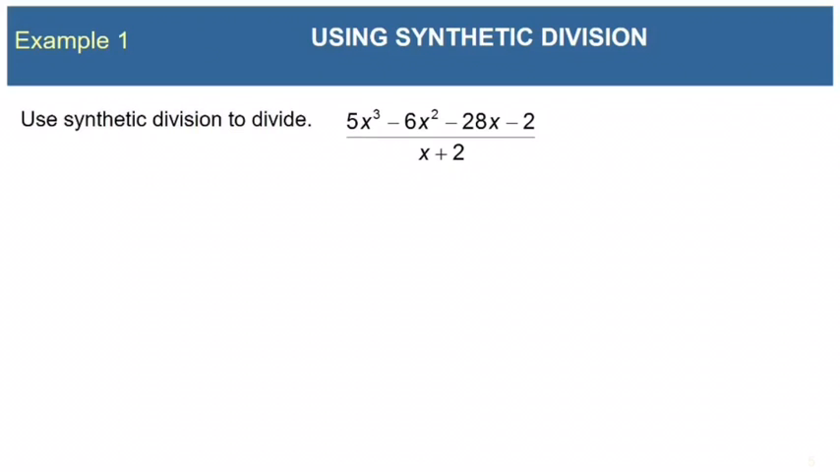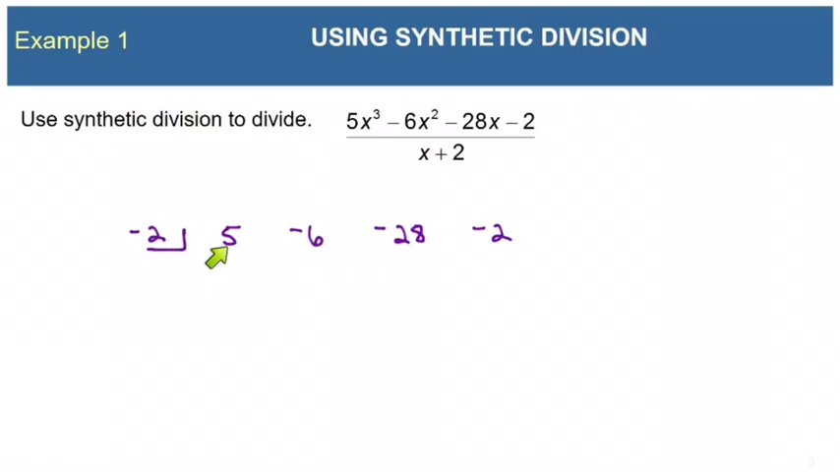So let's copy our coefficients, and we notice that this starts with x to the third, and then x squared, then x, then constant, so there are no missing terms. We won't need any zeros on this one. Let's copy the coefficients: 5, negative 6, negative 28, negative 2. Then in the box, we'll put what makes this expression equal 0. So if x were negative 2, this would be 0. Put negative 2 in the box.